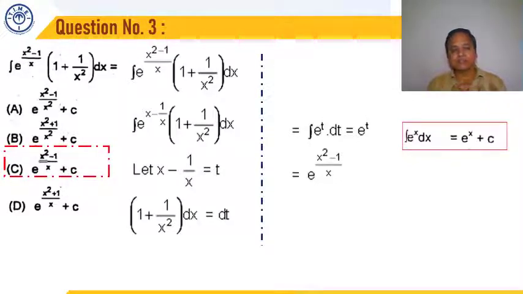So we are substituting a value whose differentiation is present in the expression. It becomes convenient. So x minus 1 by x differentiation is 1 plus 1 by x square, which was already present. So we assume x minus 1 by x as t. So 1 plus 1 by x square dx becomes dt. And we simplify the expression and use the formula integral of e to the power x dx is e to the power x plus c. And then we match with the choice available, that is choice C.